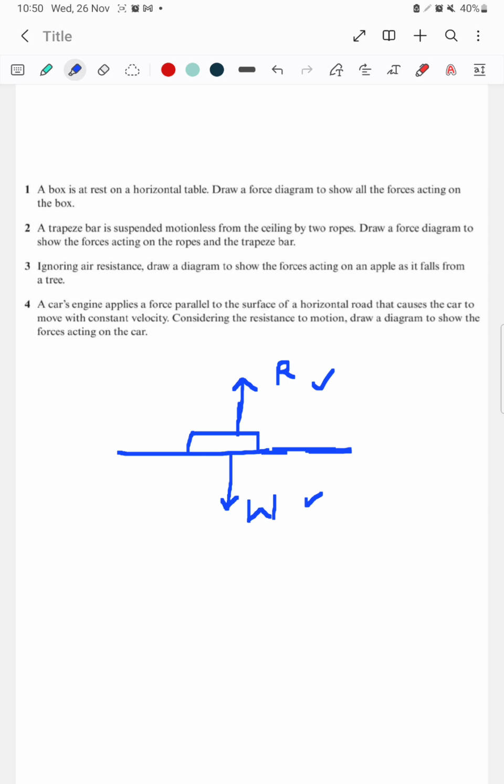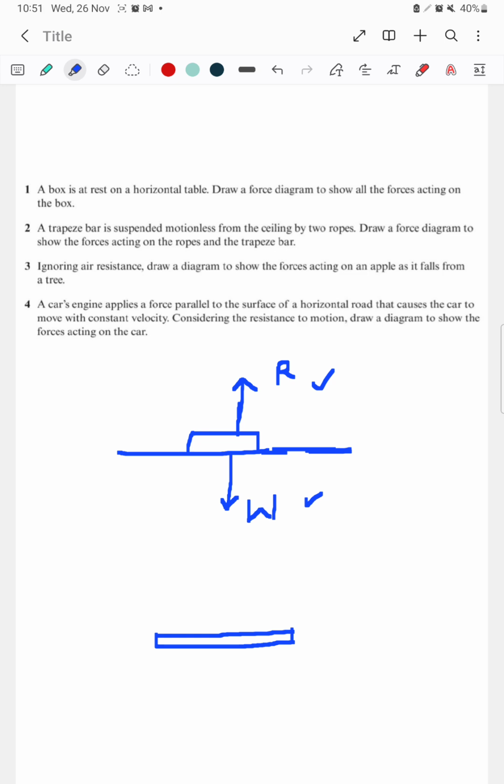Then we have the second question. A trapeze bar is suspended motionless, that means there is no motion, from the ceiling by two ropes. A trapeze bar is basically a kind of horizontal bar, and this kind of bar is used in hospitals for patients who are not able to move a lot. So in that case they use it to make movements.